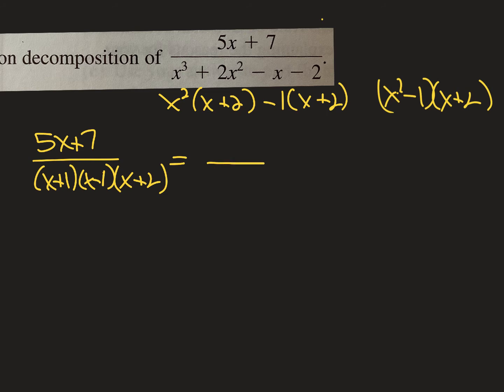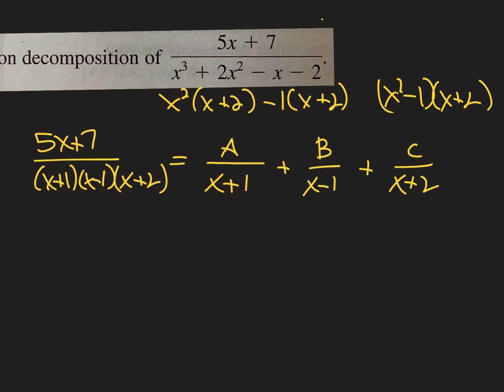So here's what I get when I break that denominator up. I get 5x plus 7 over x plus 1 times x minus 1 times x plus 2. Now here's how the partial fraction decomposition is going to work. I'm going to take the first factor of the denominator, the x plus 1, and put a big A on top of it. I'm going to take the second factor, x minus 1, and put a big B over it. I'm going to take the third factor, the x plus 2, and put a big C over it. All right? And I'm just going to work this out.